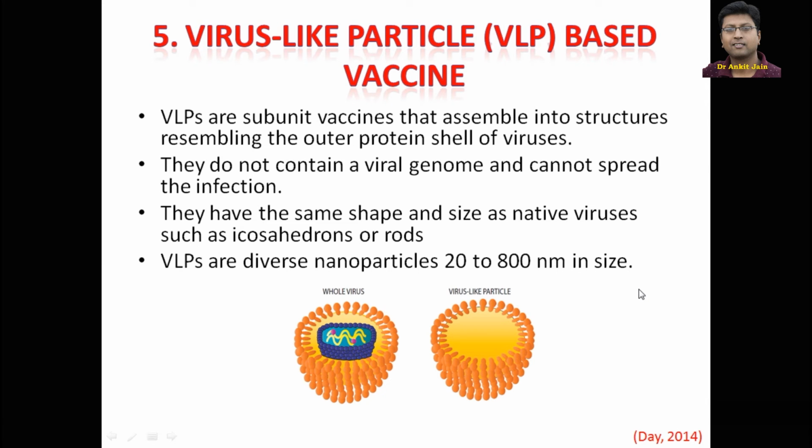Now the last one, vaccine. A novel vaccine is the virus-like particle based vaccine. It is again like a BG-based vaccine system, but here we are not using bacteria, we are using viruses. And the viruses have their own symmetry. If we are using an icosahedral symmetry virus, then definitely the particle has an icosahedral structure. If we are using helical symmetry viruses, then the virus-like particle has helical symmetry. It is generally used to transport nanoparticles of 20 to 800 nanometers in size.